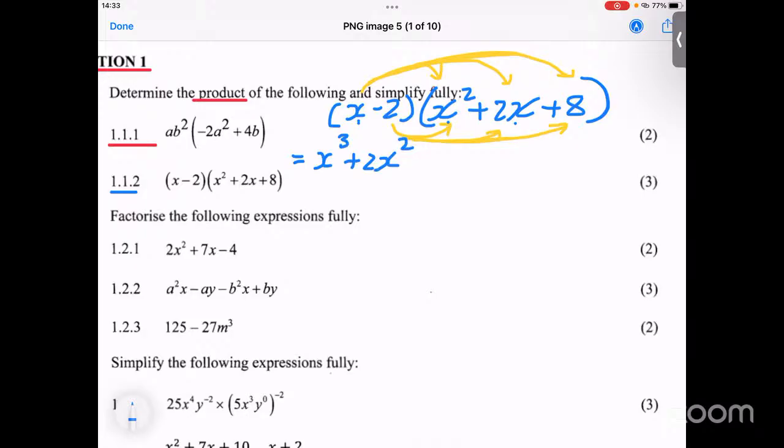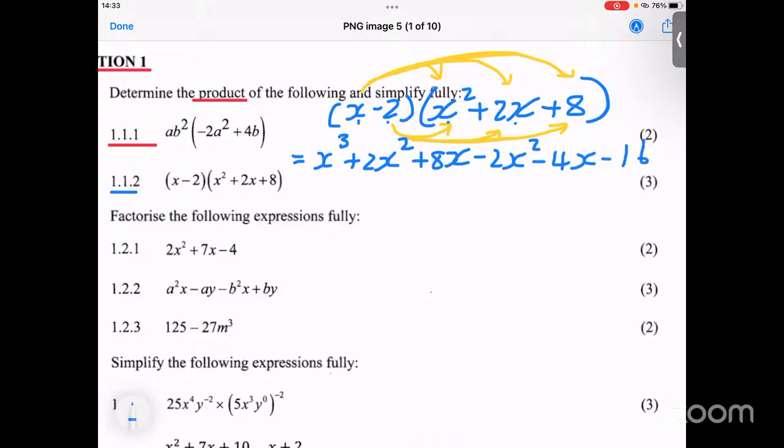And then x by 8, it becomes 8x. Then now we get to 2, it becomes negative 2x squared. That negative by that, it becomes negative 4x. And that number, negative 2 by 8, it becomes negative 16.